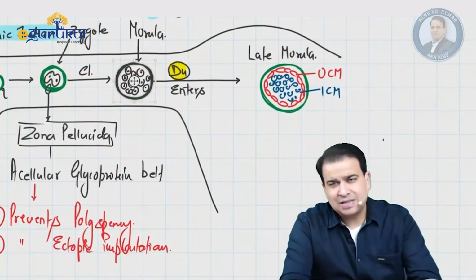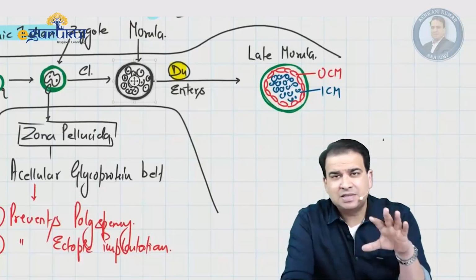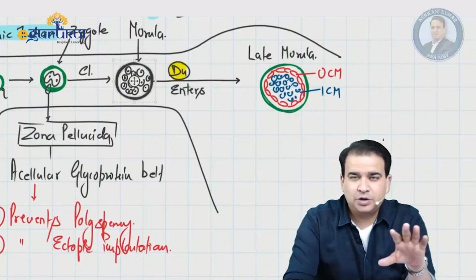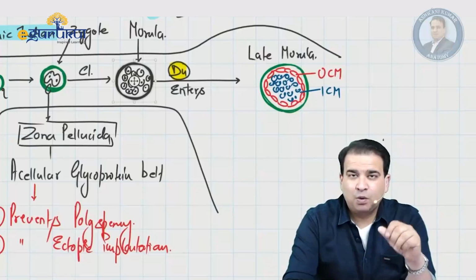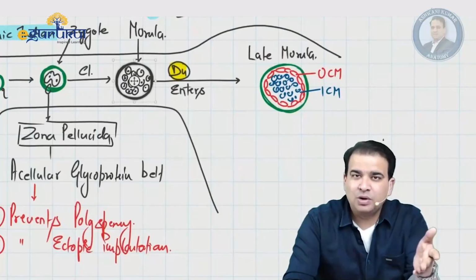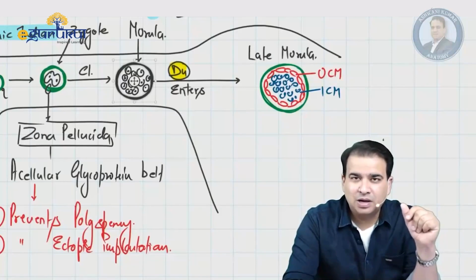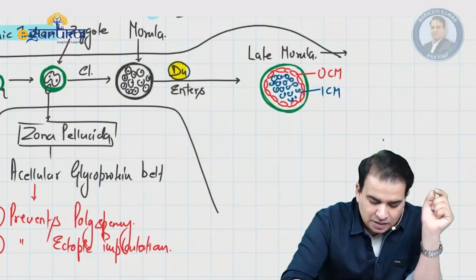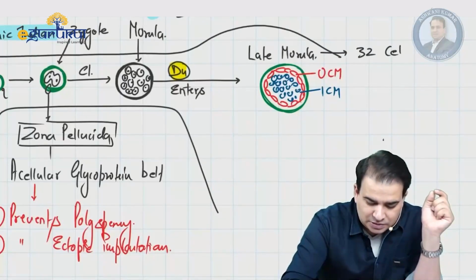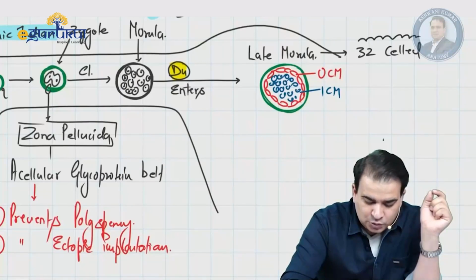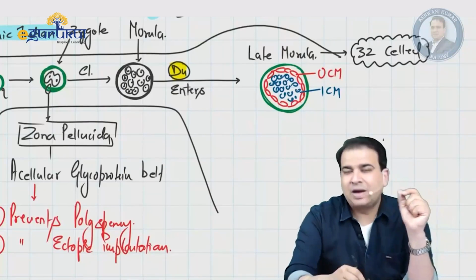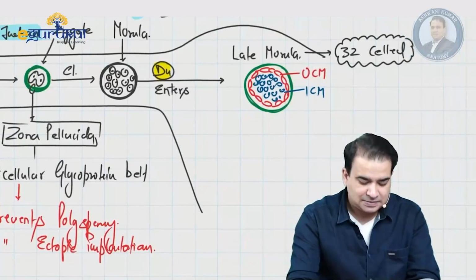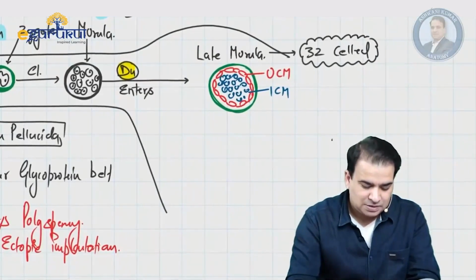But if the question is asked which stage enters the uterine cavity, please understand all these questions. The day it enters the uterine cavity is the 4th day, 3 to 4. What enters the uterine cavity? That stage is morula only. You can call it late morula or advanced morula. What cell stage enters the uterine cavity? Then your better answer would be the 32 cell stage. It's a 32 celled morula which enters the uterine cavity. That is an advanced morula which is divided into outer cell mass and inner cell mass.